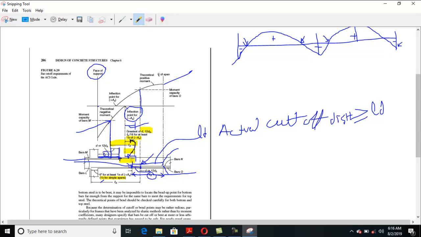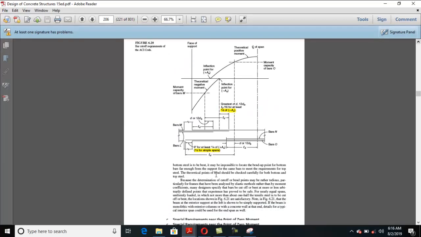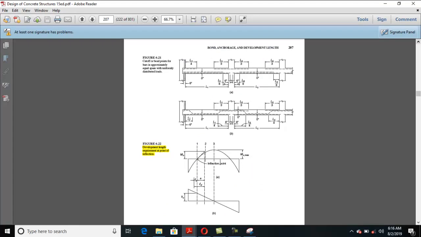Clear? This is very important information. This is detailing information. It must be ensured. ACI says this must be ensured. So in this diagram you can see very important information. You must clarify yourself by this diagram. Clear? This diagram basically provides you some useful information.